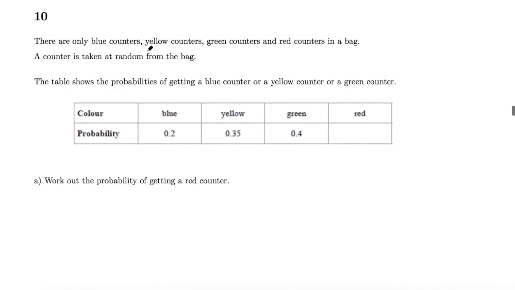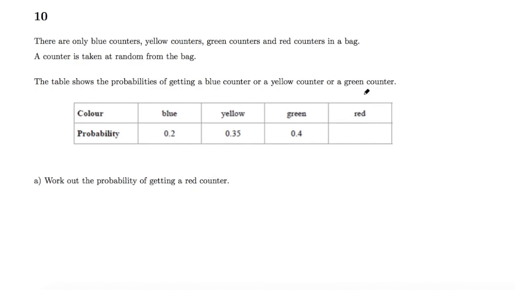Question 10 says there are only blue counters, yellow counters, and green counters in a bag. A counter is taken at random from the bag. The table shows the probabilities of getting a blue counter or a yellow counter or a green counter. Work out the probability of getting a red counter.